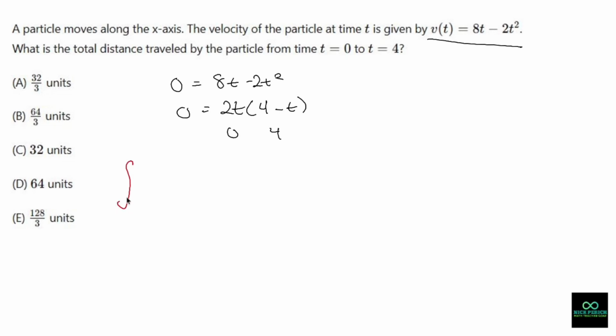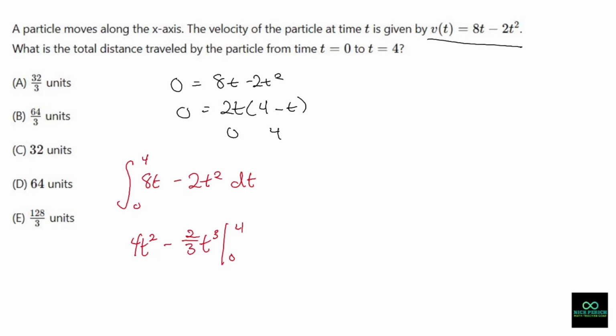So now, since I have the velocity function, the position function is going to be the integral. So I'm going to integrate 8t minus 2t squared dt between 0 and 4. The integral of 8t is going to be 4t squared. The integral of negative 2t squared is going to be negative 2/3 t cubed. And then my limits of integration are going to be 0 and 4.